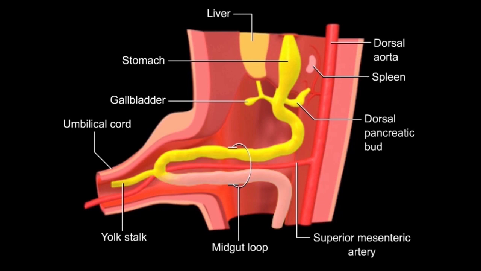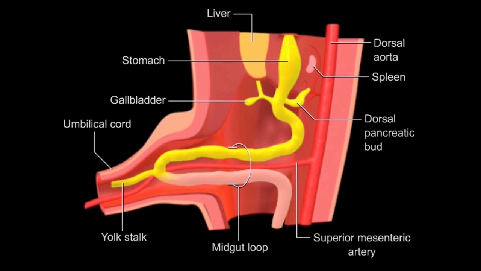The omphaloenteric duct, yolk stalk, connects the midgut to the umbilical vesicle. It is located between the cranial and caudal limbs of the midgut. Note the superior mesenteric artery, which supplies the structures derived from the midgut. Also shown in the diagram is the spleen, which begins to develop during the 5th week from a mass of mesenchymal cells in the dorsal mesogastrium.